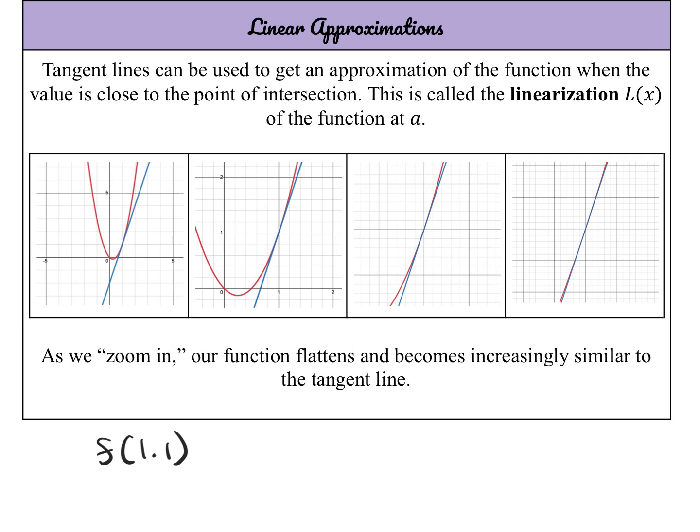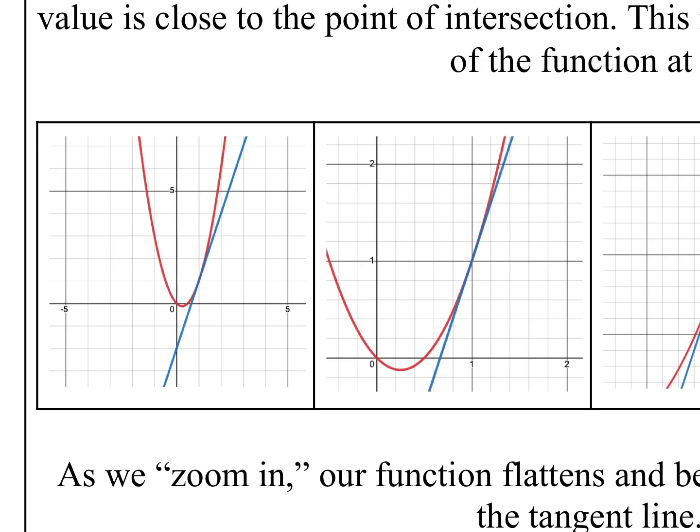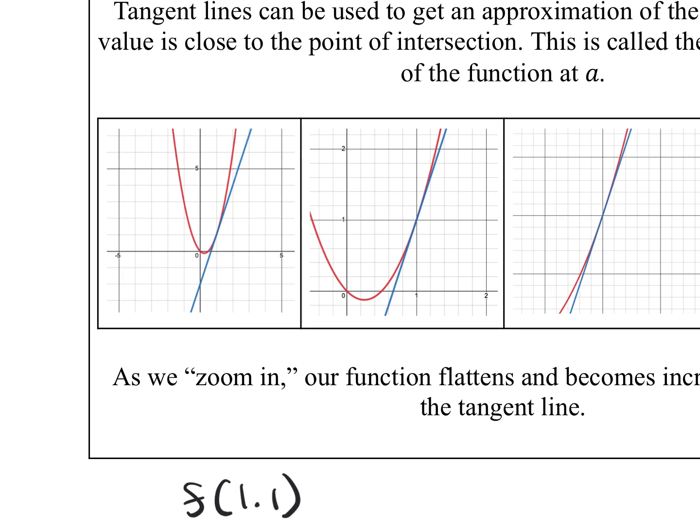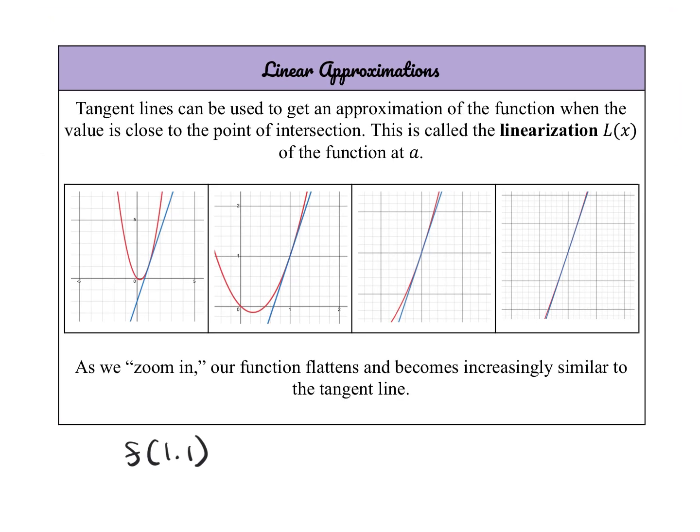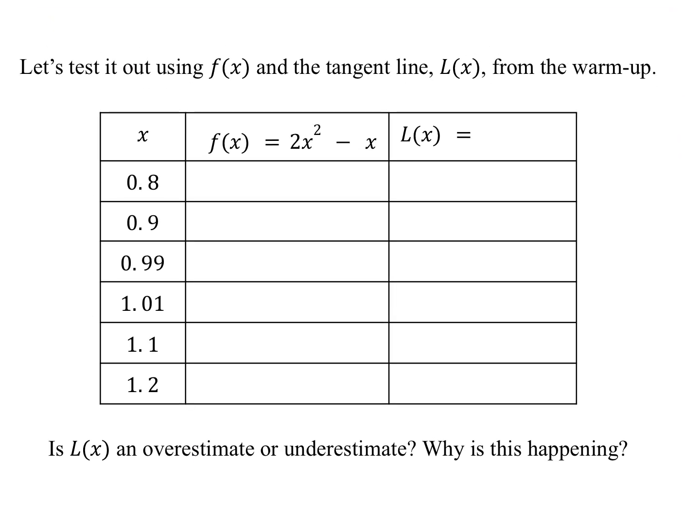Now, that being said, we only want to use a linearization function, aka tangent line, when we're close to that point of intersection. So if I'm trying to approximate f of 1.1 or 1.01, it would work really well. But I wouldn't use it to approximate f of 0 or f of 2. That's going to be much farther away. So I'd say typically maybe 0.1 above or below the x value, it will be pretty good. So let's test out that theory.